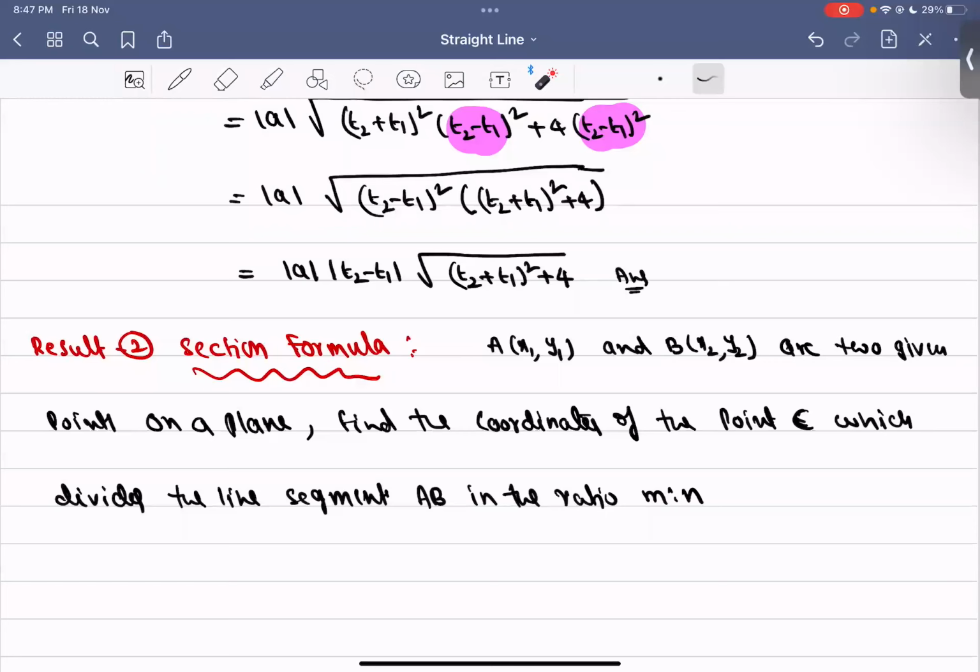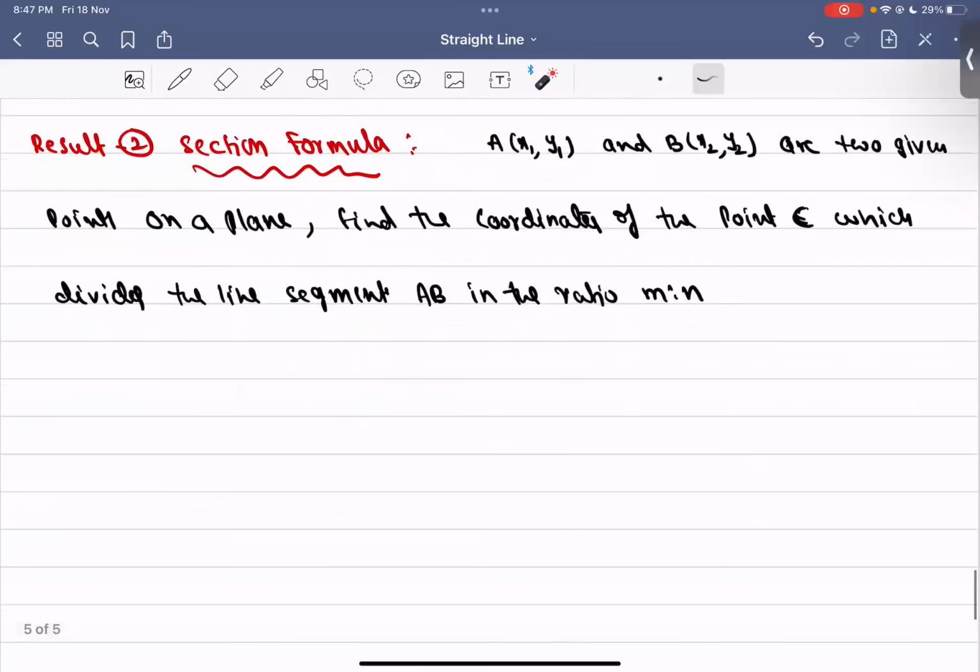Why 2 C's? Suppose this is A, this is B. One C divides AB internally in the ratio m is to n. Another C divides AB externally in the ratio m is to n. 2 cases will be there.